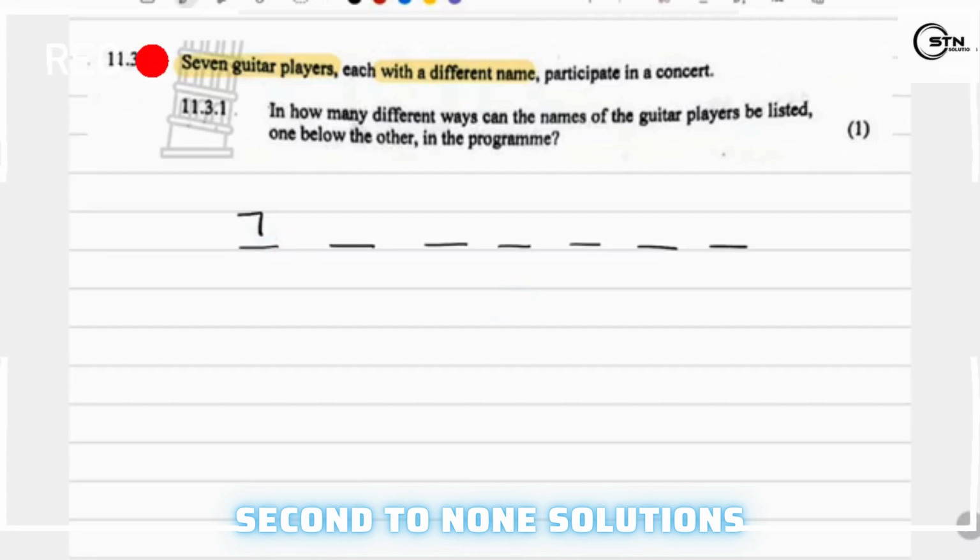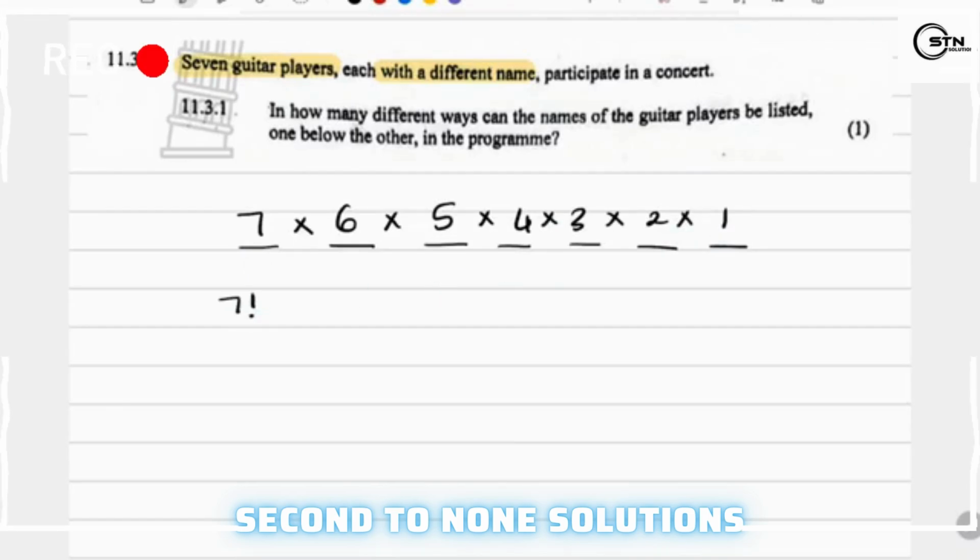Then after that person is seated, because they say one below the other, which is probably just their hint for no repetition. So after that one is seated, the next guitar player has how many places that they can be positioned in? That's going to be 6 places left because the first one is seated. And then the third one will have 5 places, and 4 and 3 and 2 and 1. And to find the amount of ways, we would multiply all of these. So as you can see, that is actually 7 factorial.